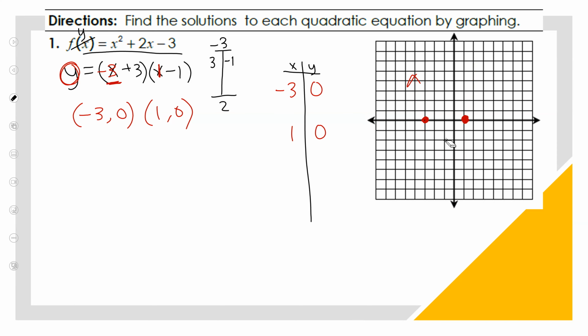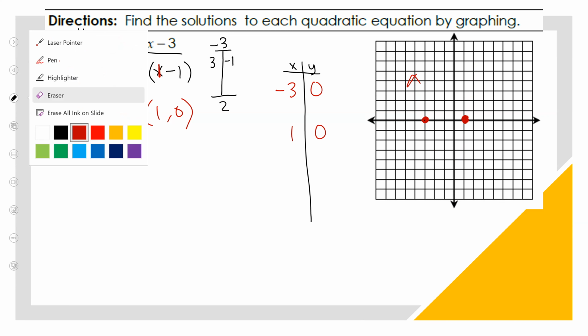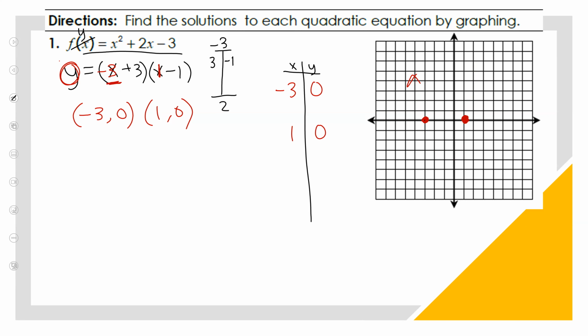Okay, so I'm going to pick some more points. How about we test out the point? Let's see what if we plug in a 0. So let's plug a 0 into my equation. So this was my original equation. I'm going to plug in a 0 though. And what do we get?